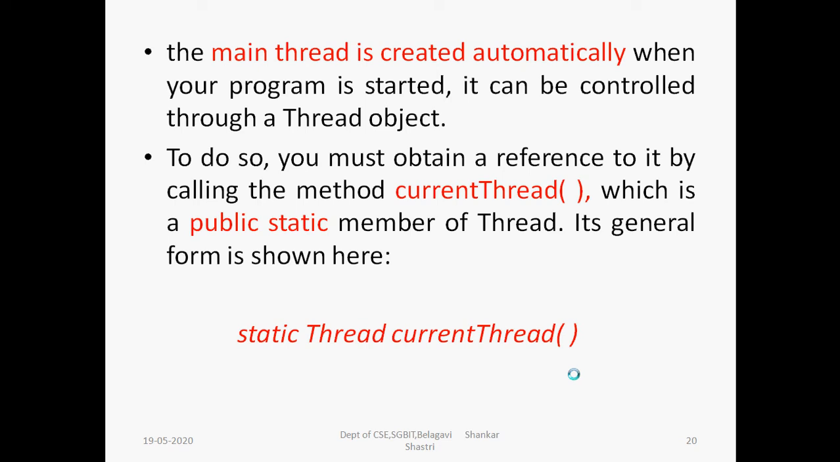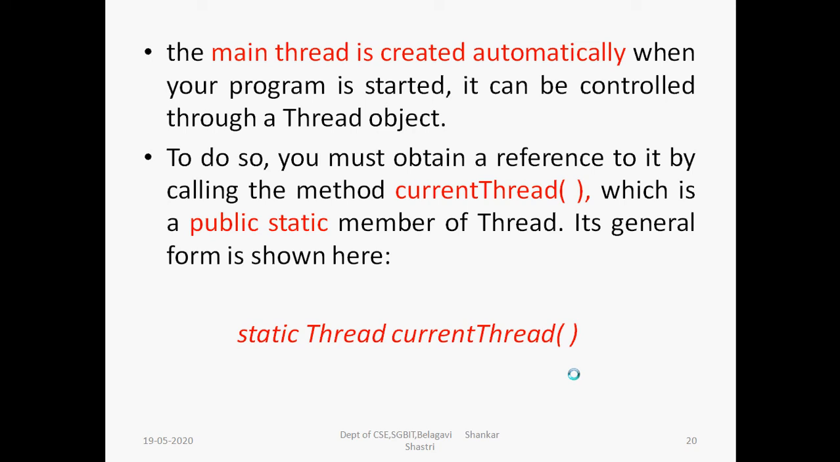Slide number 20, the currentThread. currentThread is a built-in function in the thread class, which is a public static member of Thread. Its general form is static Thread currentThread. Static keyword means all objects can access. So this Thread is a class, currentThread.